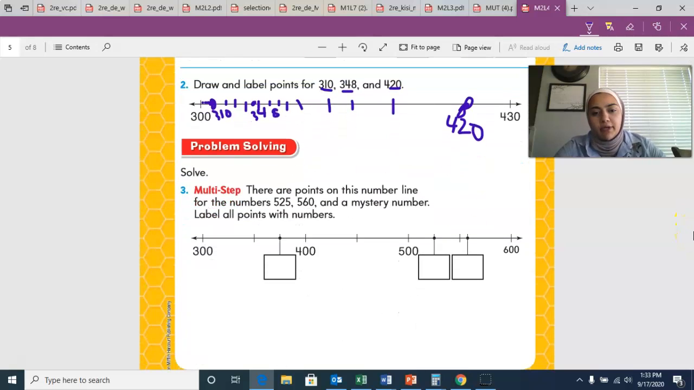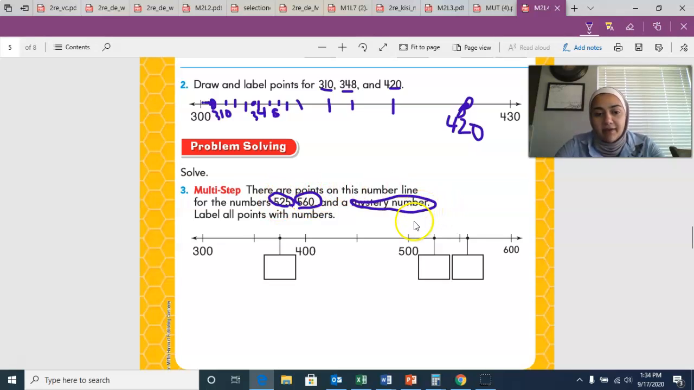Multi-step. There are points on this number line for the numbers 525, 560, and a mystery number. So that's a number we're going to have to figure out what it is. Label all the points. So we have to try to plug in 525, 560, and then the third one we're going to put our guess on what we think it might be.